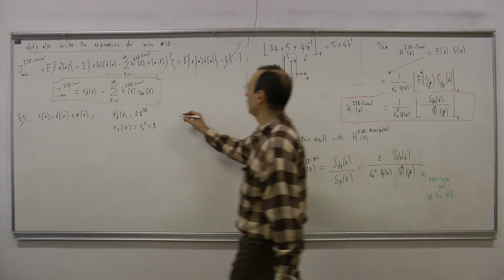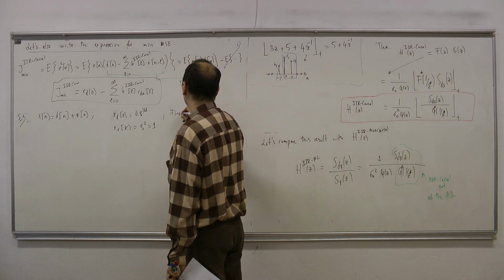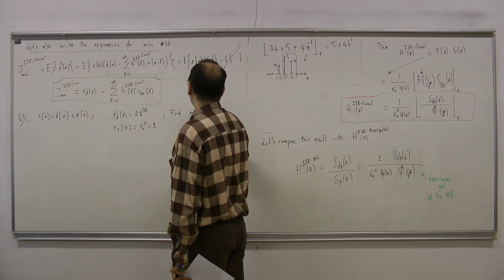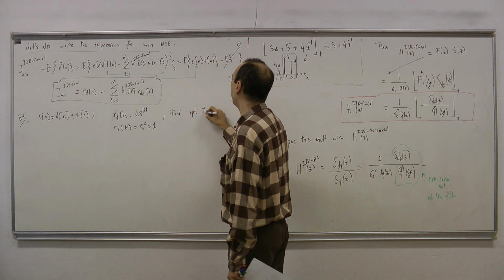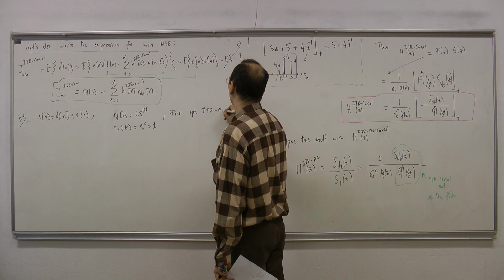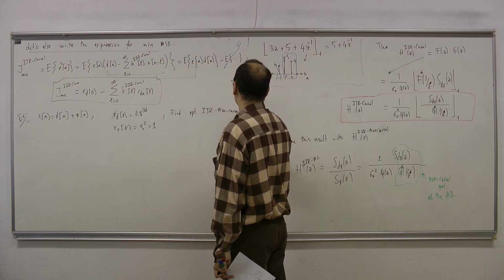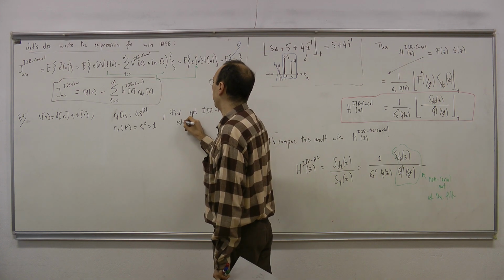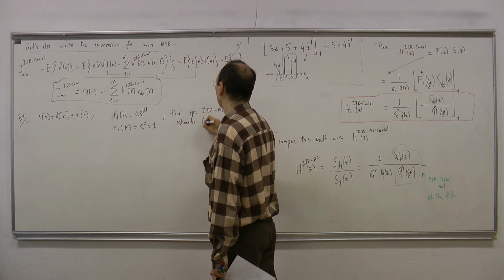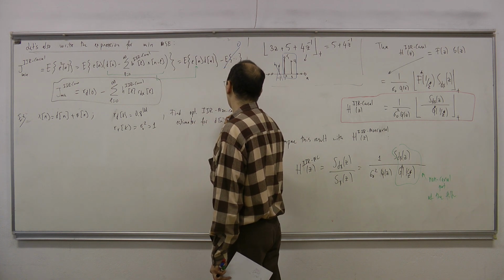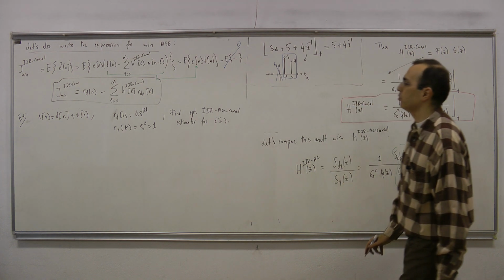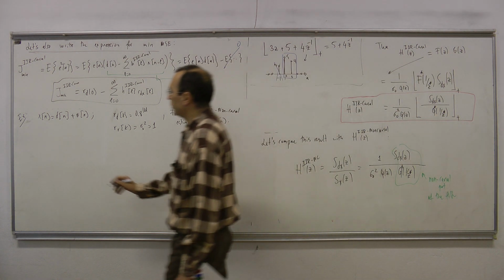So what's the question? Find the optimal IIR non-causal, let's say, estimator for D of n. Okay. So that is our task. So what's the solution?